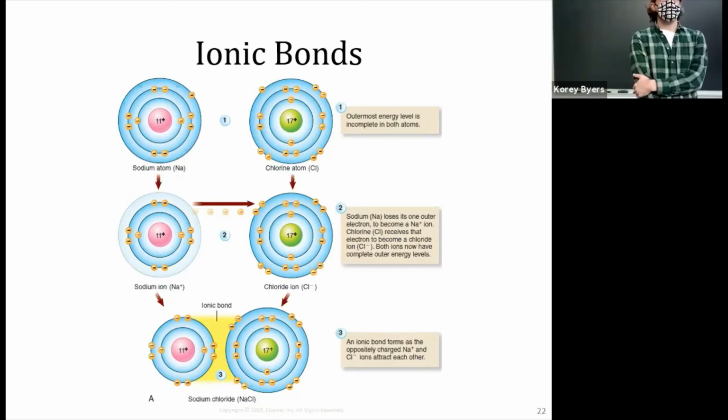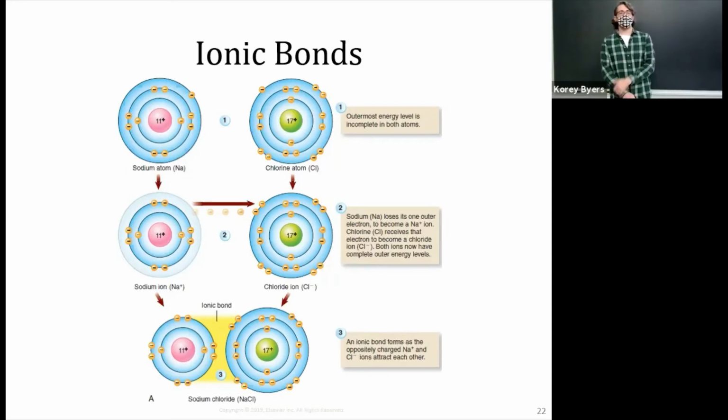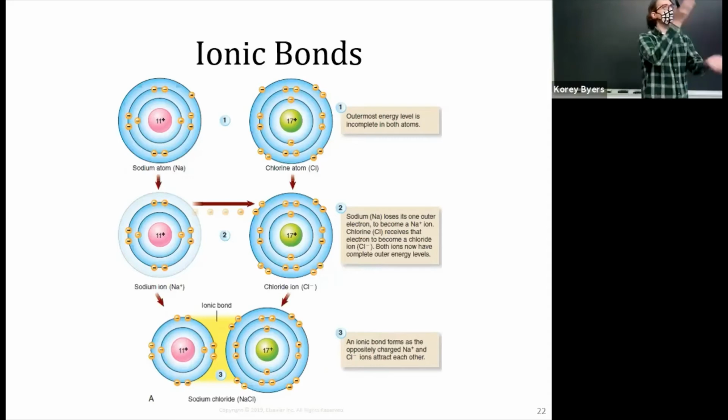Is that old news for most people, right? You remember the plus sign, right? Na plus, Cl minus. It's a charged atom. There's an imbalance in the number of protons and electrons in it. And so that's what gives it its plus or minus.